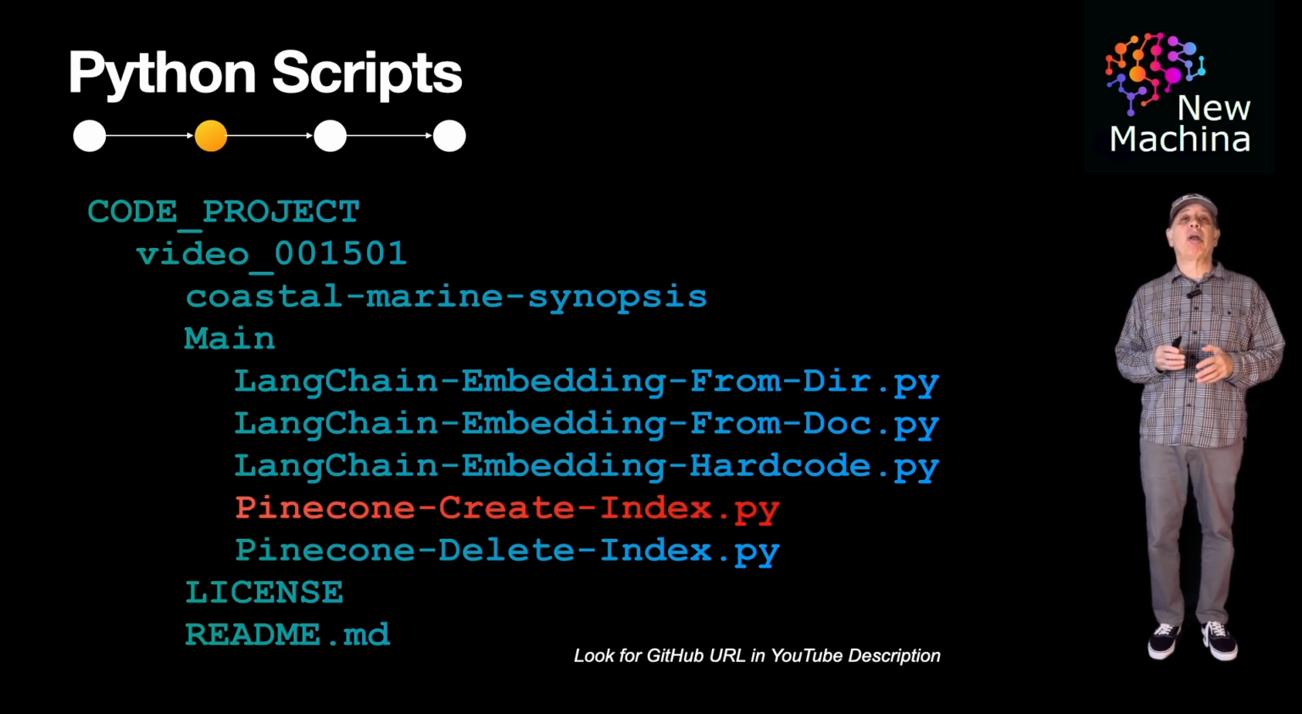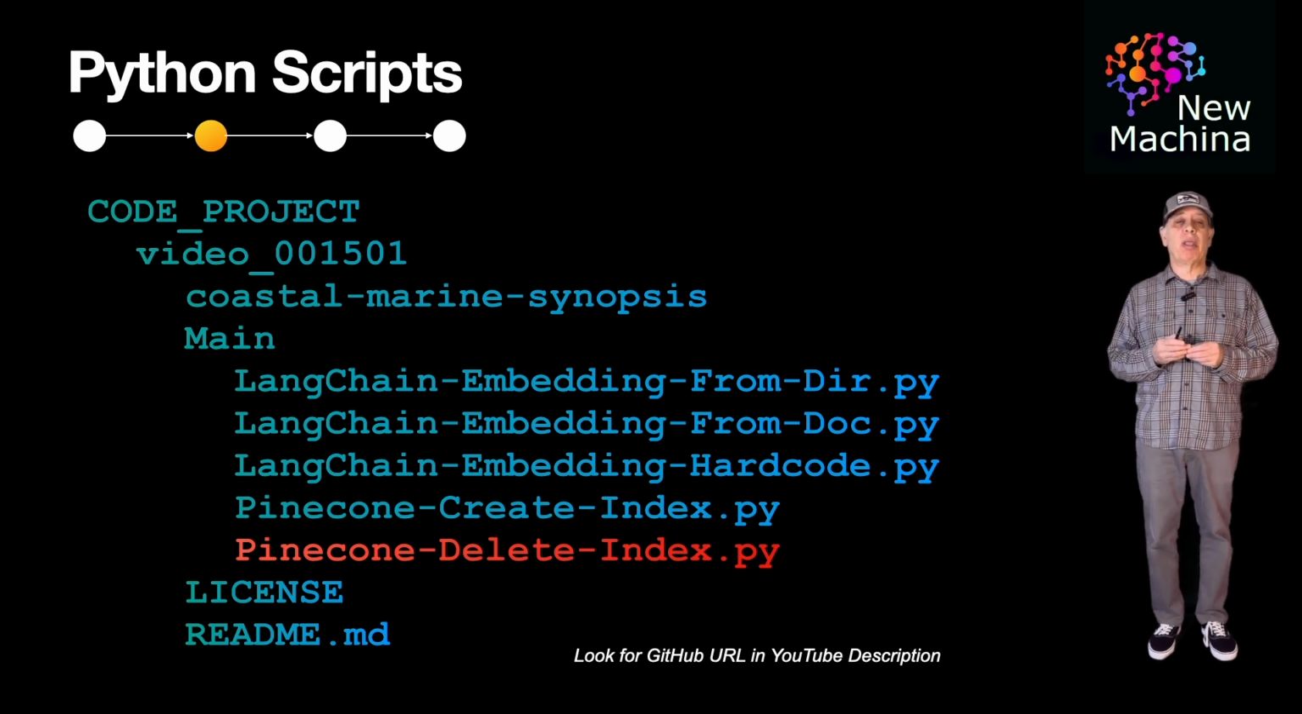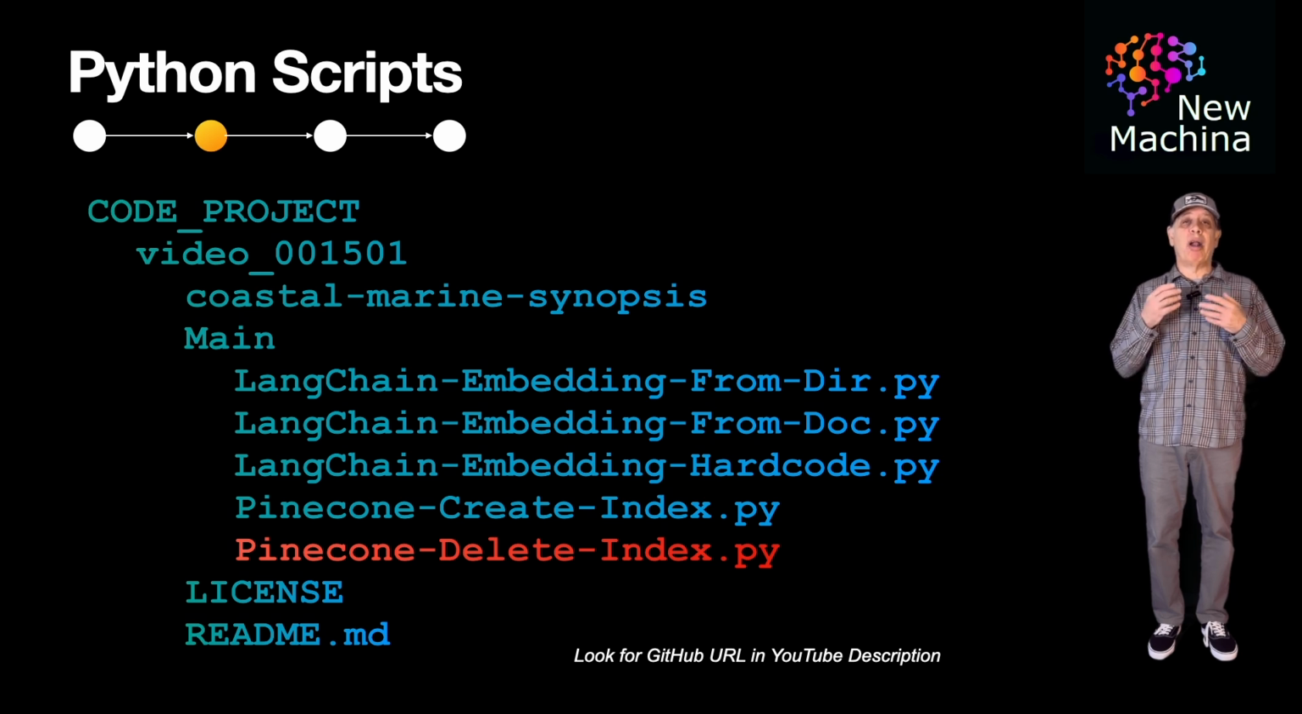The second Python script is the Pinecone delete indexes.py, which will delete the Pinecone index. As I was working out this Python example, I found I needed to create and delete the index several times as I was troubleshooting. These two scripts were super helpful, so I went ahead and decided to include these for you as well.